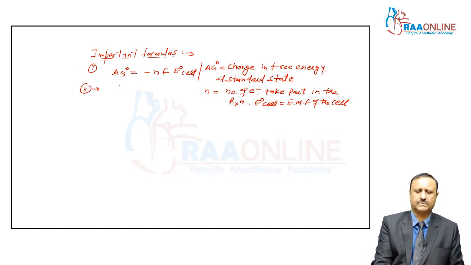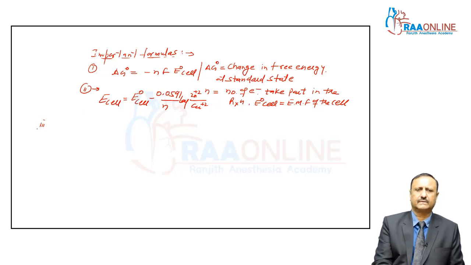Number two formula, my dear students, is for E cell, the EMF of the cell, and this formula is given by Nernst, so it is called the Nernst equation. E cell is equal to E naught cell minus 0.0591 upon n, log of Zn plus 2 upon Cu plus 2, or product upon reactant.